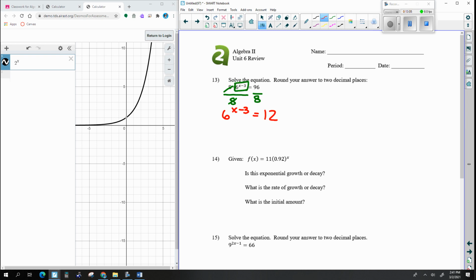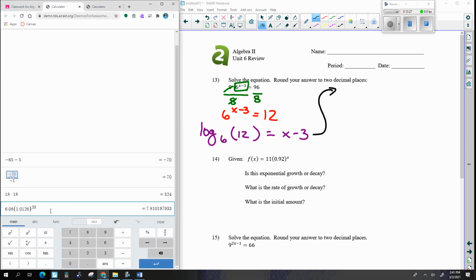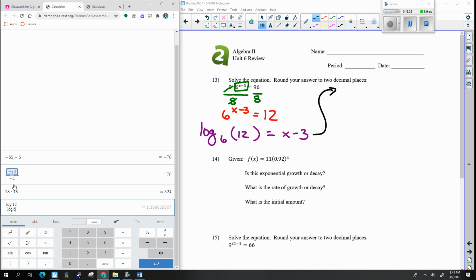Okay, when I have exponents on one side, I'm going to rewrite this as a log. So this is log base 6. The base is the base. Everything switches sides, so 12 and then x minus 3. All right, log base 6 of 12. Let's use our calculator to figure out what the heck that is. So that would be log 12 over log 6.